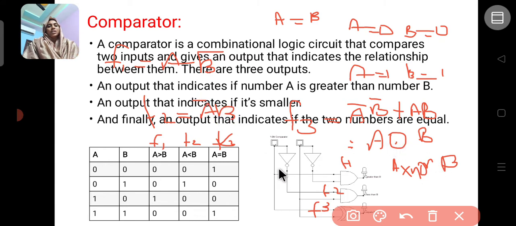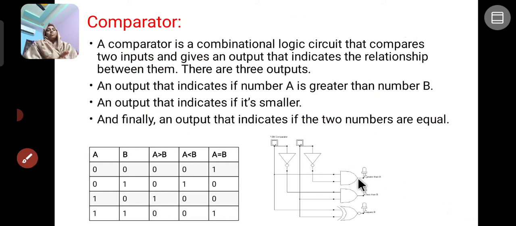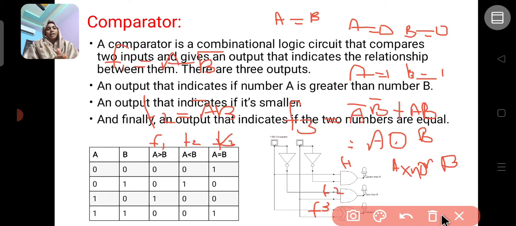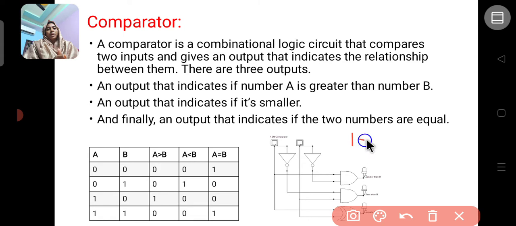So the fourth one is nothing but the logic diagram. This is the logic diagram for a one bit comparator. One bit comparator means in A we have 1 bit and in B we have 1 bit, so we can compare these two numbers. Okay, so I have written the equations also.